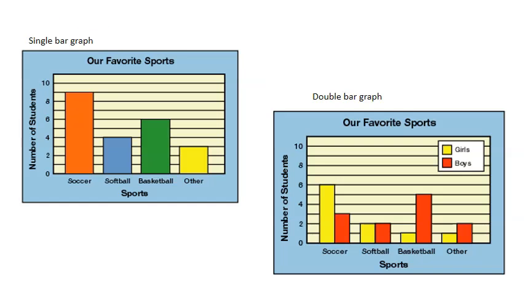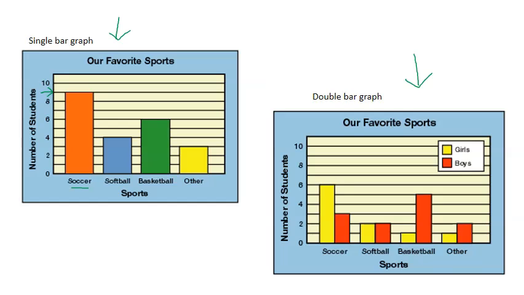So here are the bar graphs. We have a single bar graph here and a double one over here, and I'll explain the difference in just a minute. Let's look at our single bar graph. We have soccer, softball, basketball, and other, maybe gymnastics or some other sport in there, volleyball. So this is a very simple graph where they've asked a certain group of students to tell us what their favorite sport was. So 9 people picked soccer.